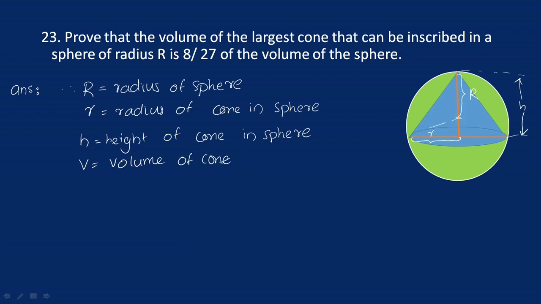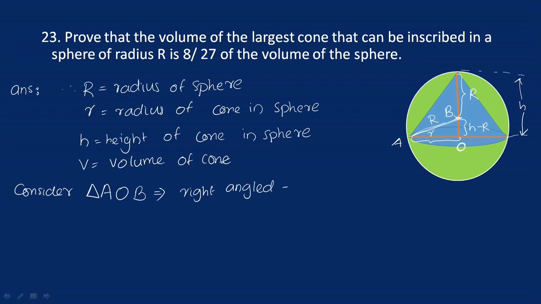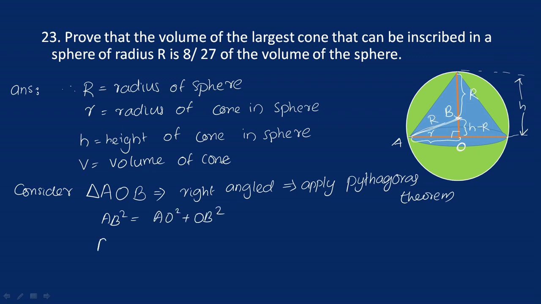Now from the center of the sphere to the side of the cone, let it be R, the radius, and the remaining distance from the cone, that is h minus R. So we will be marking a triangle here, that is triangle AOB. It is a right angled triangle with an angle 90 degree, applying the Pythagoras theorem in that triangle as I have shown. So that is AB square is equal to AO square plus OB square. So what is AB? That is bigger R, AO is smaller r, and OB is equal to h minus R. So we have R square is equal to smaller r square plus h minus R whole square.